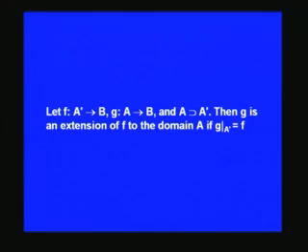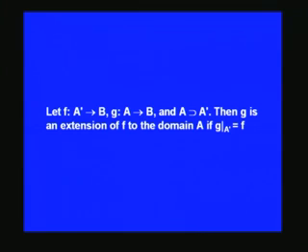You have a function f from A dash to B. Then you have function g from A to B, where A is a superset of A dash. A is a bigger set than A dash. Then g is called an extension of f to the domain A if g restricted to A dash is equal to f.